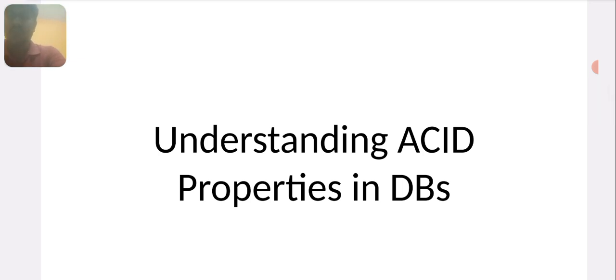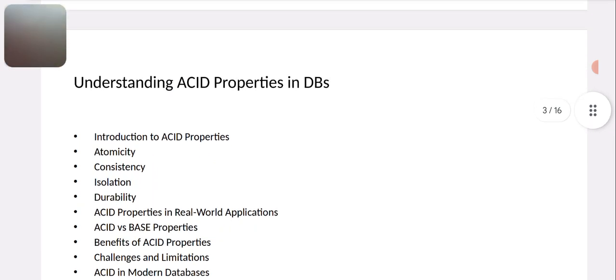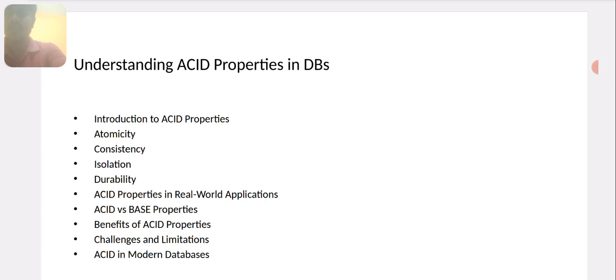Today we are going to discuss understanding the ACID properties in database management systems. The agenda is: the introduction to ACID properties, atomicity, consistency, isolation, durability, ACID properties in real world applications, ACID with BASE properties, the benefits of ACID properties, challenges and limitations, and ACID in modern databases.